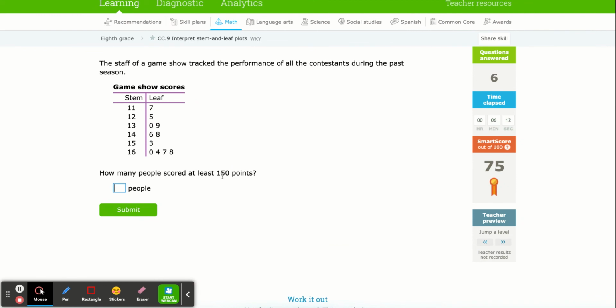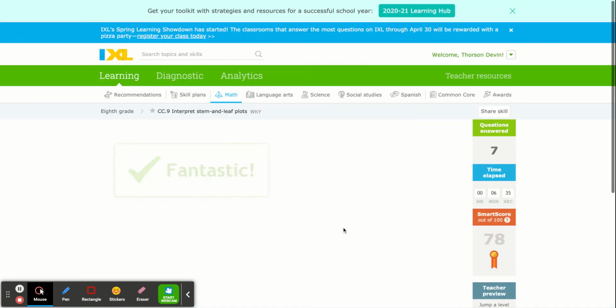How many people scored at least 150? At least 150. Well, that's 153. So this is where we're doing the hundreds. So this would be 117. This would be 125. This would be 130, 139. So we have 153, 160, 164, 167, and 168. So we have 1, 2, 3, 4, 5. 5 people scored at least 150.